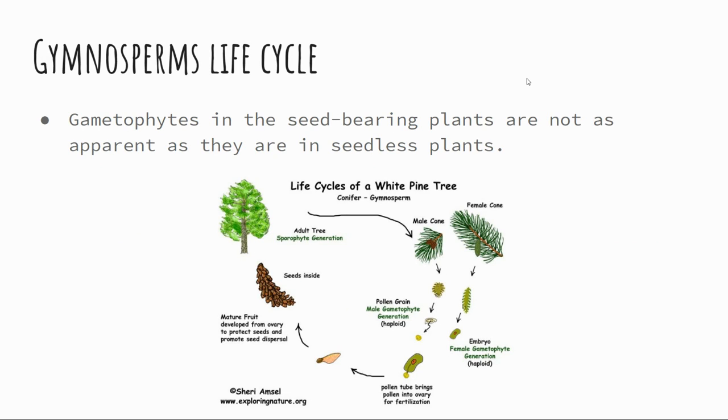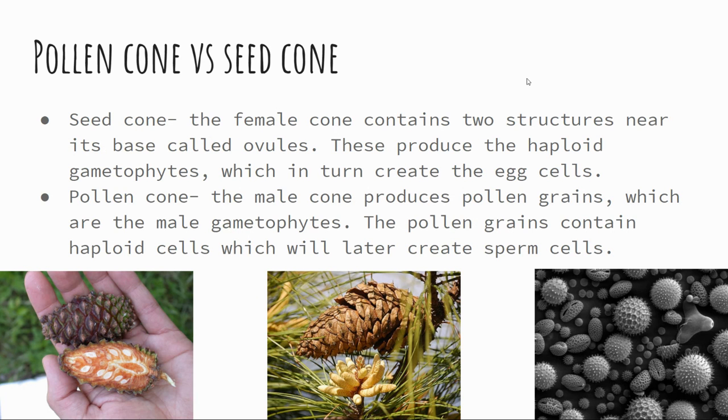So then we move into gymnosperms. Remember, gymnosperms are vascular seed-bearing plants, but they don't have flowers or fruits. So the gametophyte in seed-bearing plants are not as apparent as they are in seedless plants. Most gymnosperms have cones. They have male and female cones, otherwise known as seed cones and pollen cones.